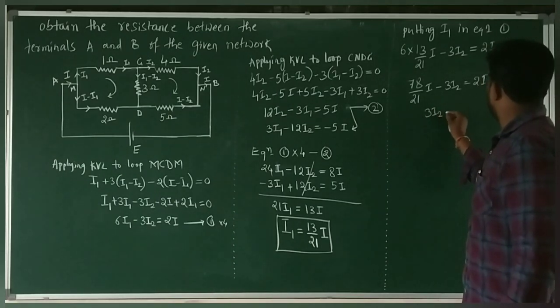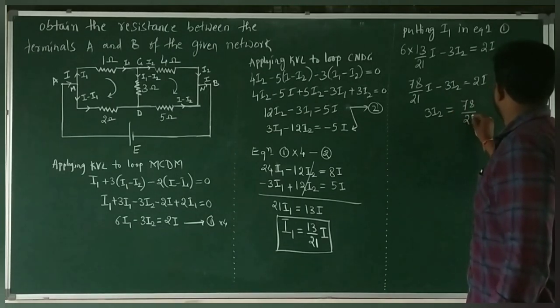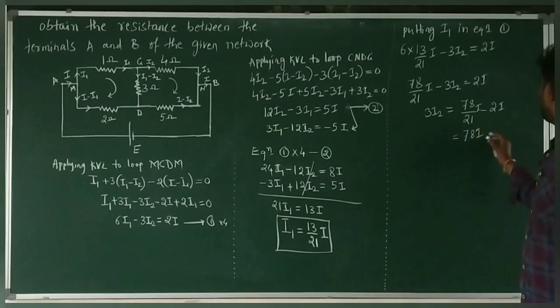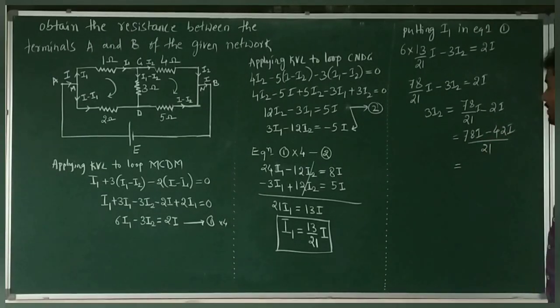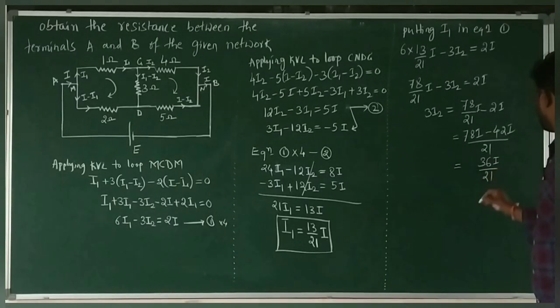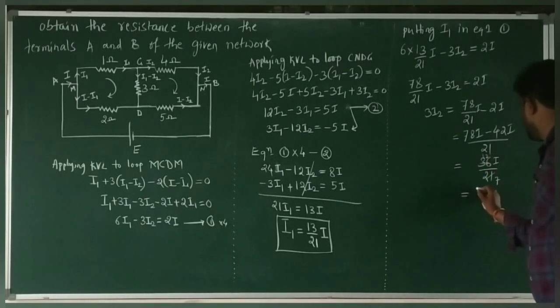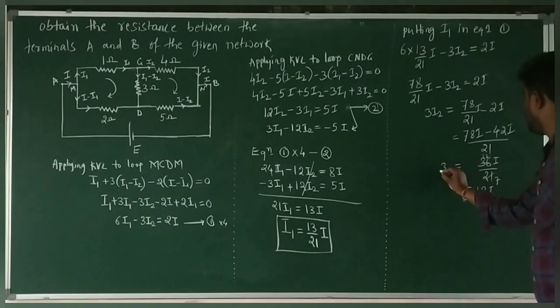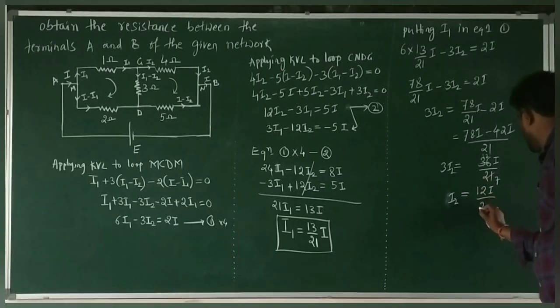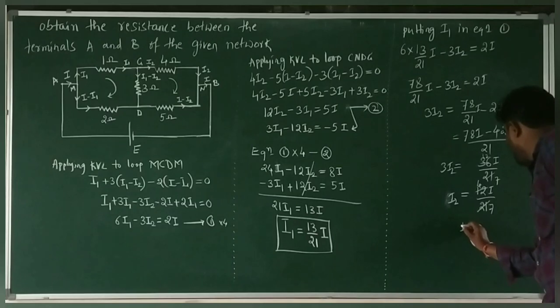or 3 I2 is equal to 78 by 21 minus 2 I. See here, 78 I minus 21 2s are 42 I, divided by 21. So 78 minus 42 is 36 I divided by 21. So 3 12s are 36, so it is 12 I divided by 7, actually 3 I2 was here, and I2 is equal to, so 7 3s are 21. So 3 4s are 12. Therefore I2 is equal to 4 by 7 I.